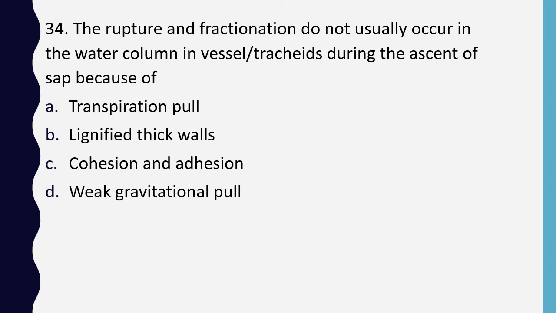Question number 34. The rupture and fractionation do not usually occur in water column in vessels or tracheids during the ascent of sap because of transpiration pull, lignified thick walls, cohesion and adhesion, weak gravitational pull. Rupture and fractionation do not usually occur in water column in vessels or tracheids during ascent of sap due to which reason? Correct answer is option C, due to the cohesion and adhesion properties of the water.